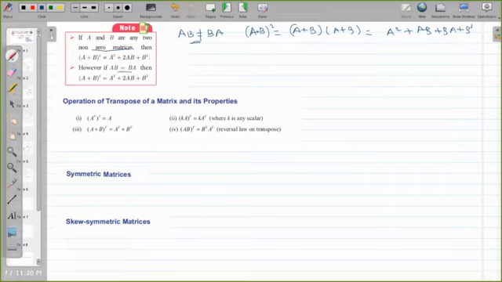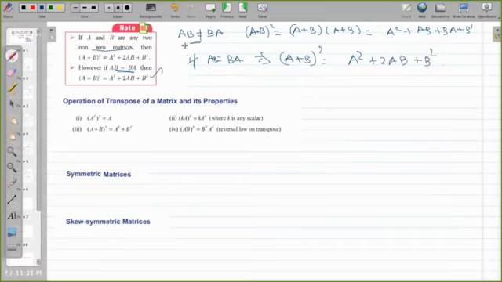But if AB is equal to BA, it is possible. Yes, if AB is equal to BA, we can say that A plus B whole square is equal to A square plus 2AB plus B square, but not for all the cases. If AB is not equal to BA, it is not at all possible.